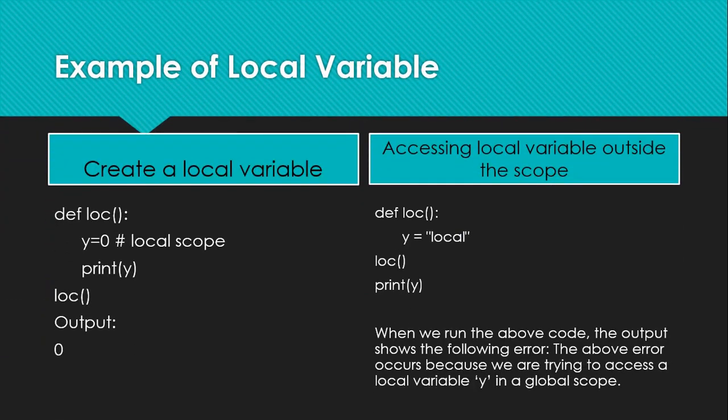Now look at these examples. I've given two examples on screen. The one on the left hand side is to create a local variable. This is just creating a local variable inside a function called LOC. If you see def LOC followed by the parenthesis, that's the function definition statement. The name of the function is LOC. And y is equal to 0. You have declared a variable y inside the function LOC, so this variable y becomes a local scope variable.